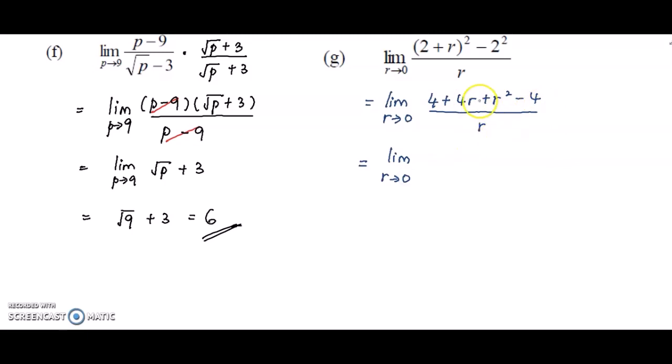4 minus 4, you got 0. So we are left with 4r plus r squared. Actually, the r can be factored out. We have 4 plus r divided by r. Then we can see that the r can be cancelled out. So what we have is 4 plus r. And now we can directly substitute the 0 inside. We got 4 plus 0, which is equivalent to 4.